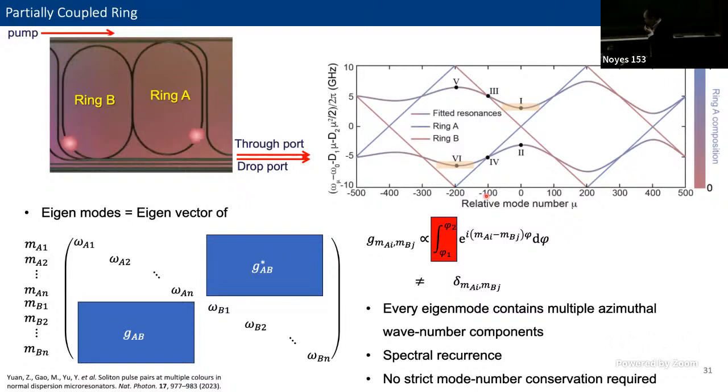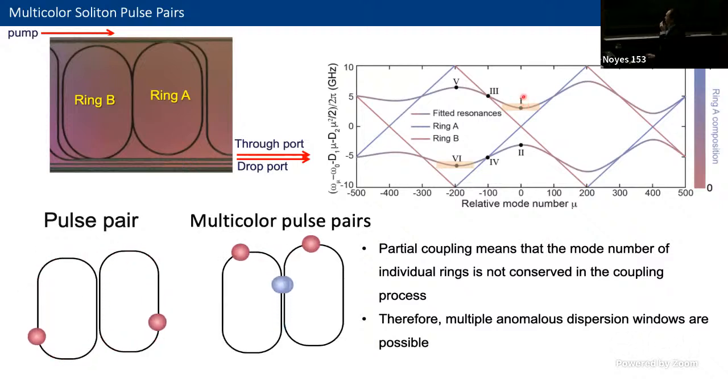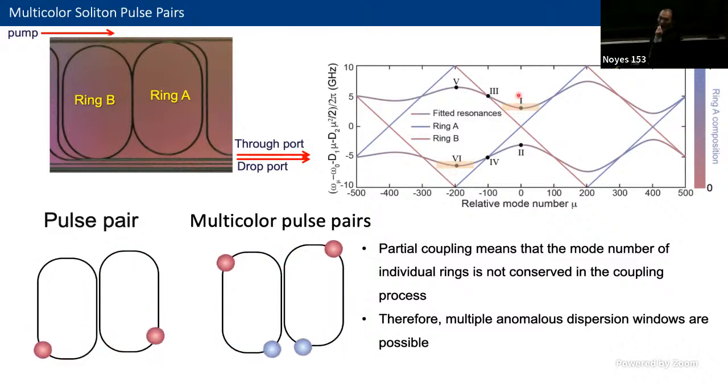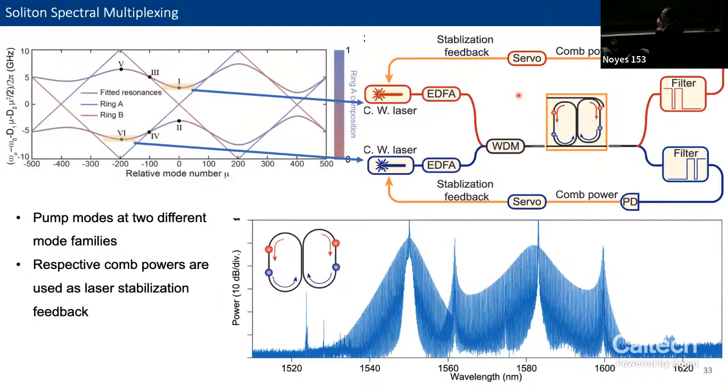Okay, and as I just discussed, because we can have multiple anomalous dispersion regions, by pumping at one of them it's possible for us to generate one pulse pair, or one set of soliton comb. And by pumping at two of them simultaneously, it is possible for us to generate a multicolor soliton pulse pair simultaneously using the same device. This experiment was demonstrated very quickly. And here's the resulting spectrum.